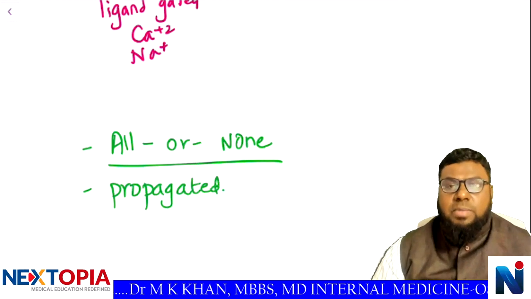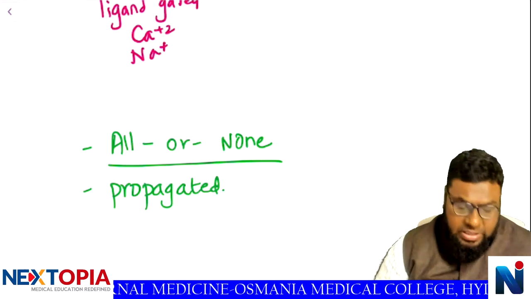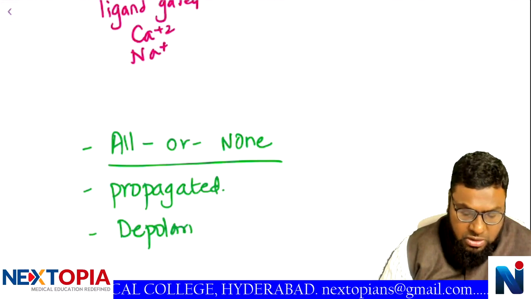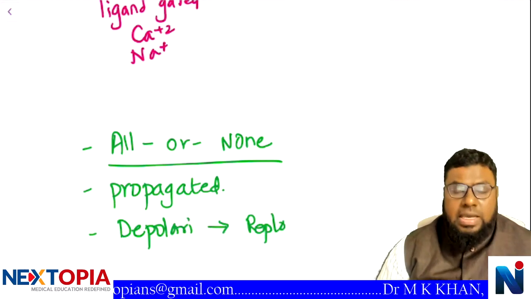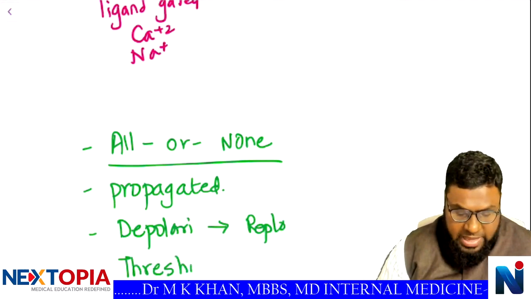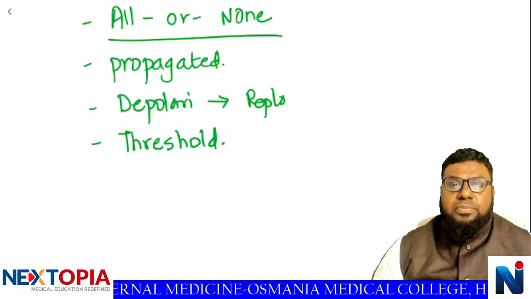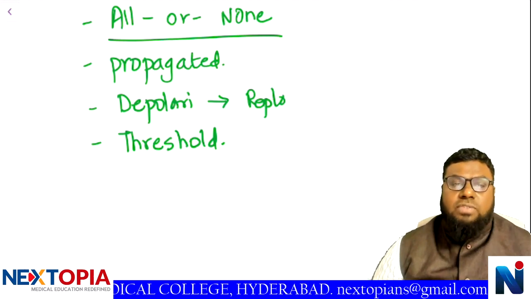So action potential is propagated. Action potential is all or none phenomenon. Action potential is mediated by depolarization followed by repolarization always. The threshold stimulus is very, very important to bring about the action potential. So all these are the important points that we have learned today. With this, now let us try to understand what are the important properties of action potential.